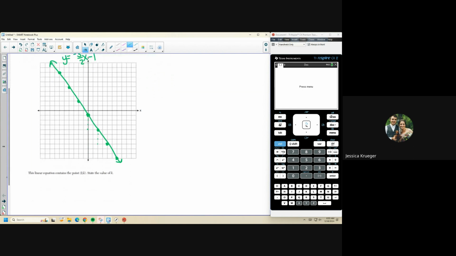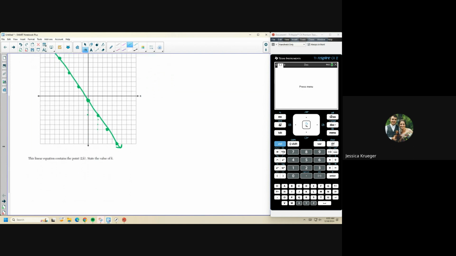The next question that it asks is, it says this linear equation contains the point 2, k. State the value of k. So 2 is my x value. So I'm going to go over here to 2 on my x-axis, and I'm going to look for where my point is. Well, I can see that point is down 1, 2, 3, 4. So I think k is -4.